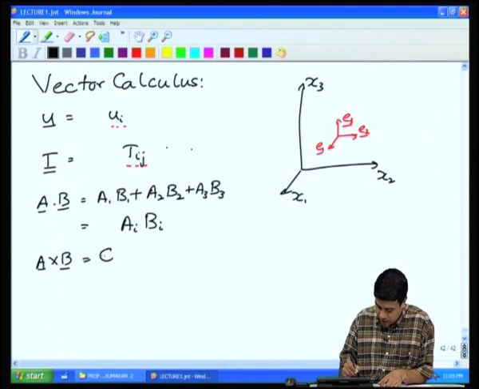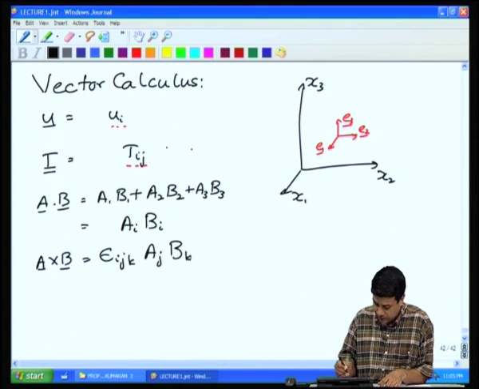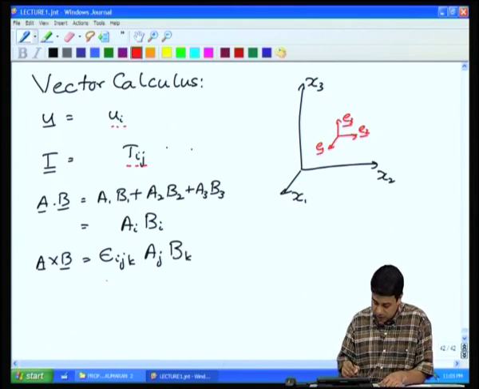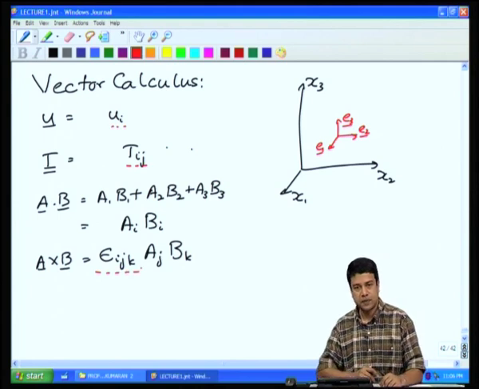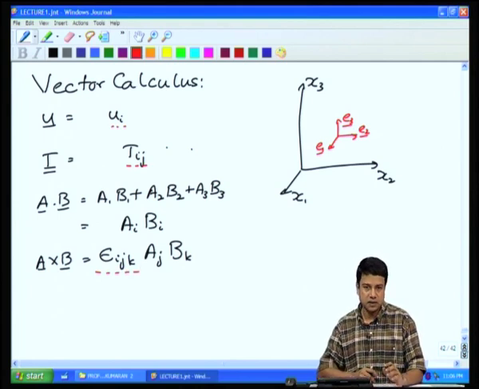A cross B is equal to epsilon_ijk A_j B_k, where epsilon_ijk was the antisymmetric tensor. It is equal to 1 if ijk is 1 2 3, 3 1 2 or 2 3 1. It is minus 1 if it is the other way, 1 3 2, 3 2 1 or 2 1 3, and it is equal to 0 if any 2 indices are repeated. So, this antisymmetric tensor, third order, it has 3 indices, that is one of the special tensors.